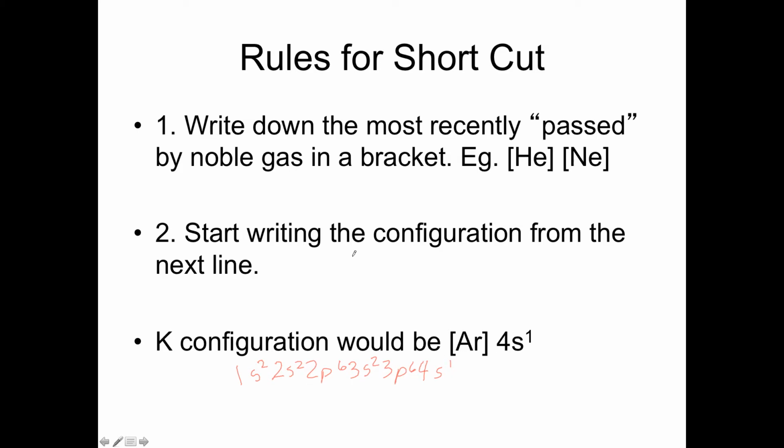Well, here's why. The electron configuration for argon is 1s2, 2s2, 2p6, 3s2, 3p6. So instead of writing all this out right here, we just represent that with argon in brackets. You can only do it for noble gases. You cannot do it for any other element. So it's only for noble gases put in the brackets, not any others.